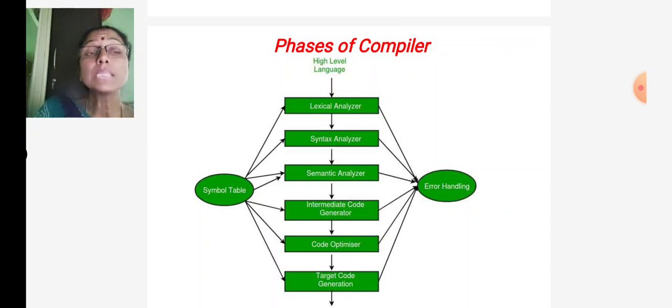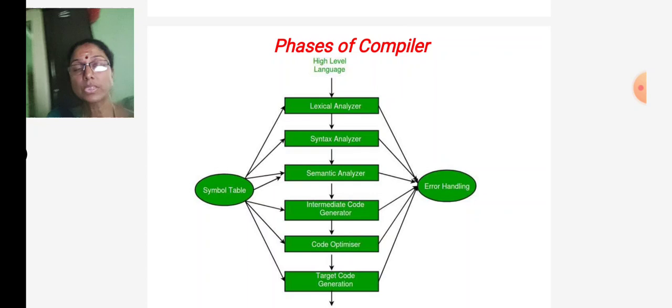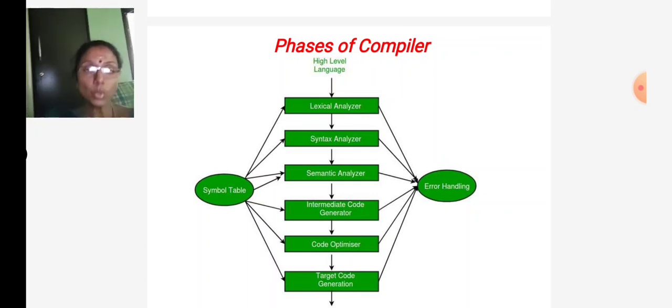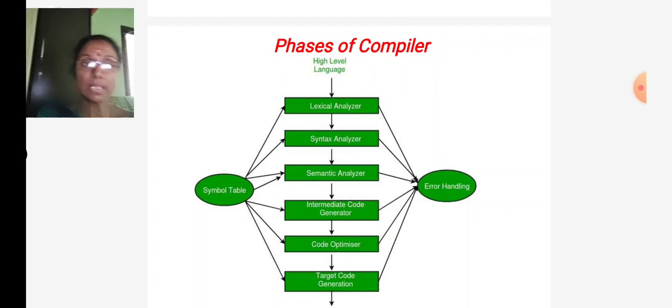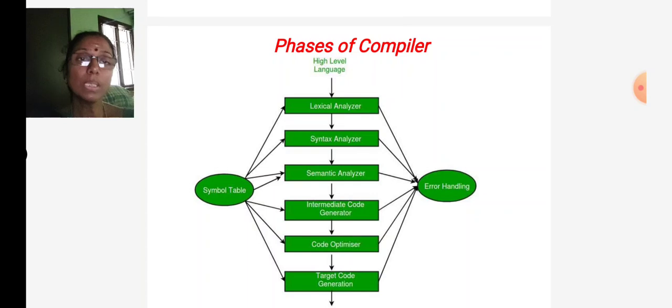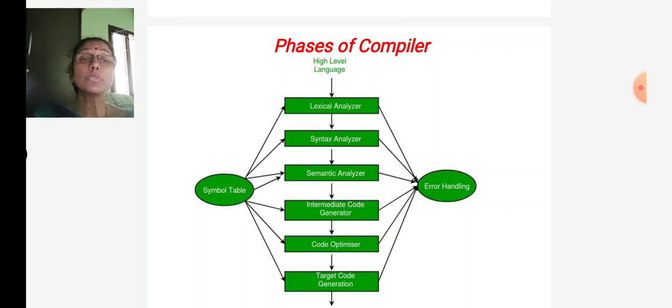handler. What is a symbol table? It is a data structure used to store our variables, constants, and all the identifiers used in our program. That information is stored in the symbol table. That is a data structure used to store all the identifiers and variables information. This symbol table should be updated in every phase.